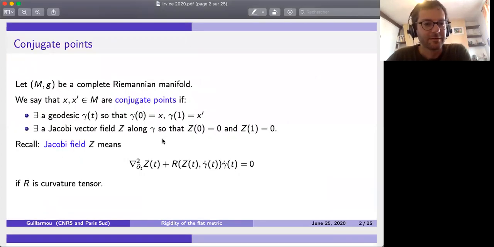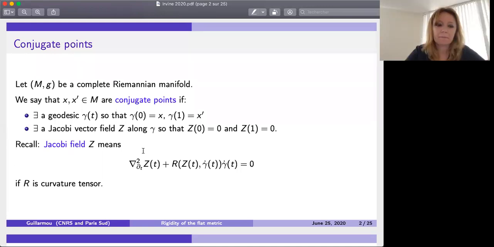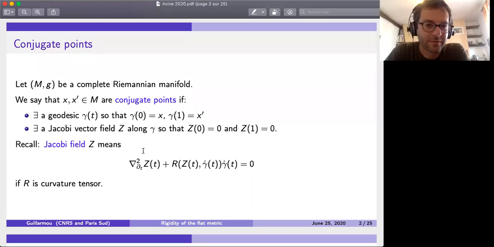So let me start. Let me start with conjugate points, because that's one of the topics of the paper and the talk. By the way, the article is on the arXiv if you are interested. So, what are conjugate points? If we fix, you have to take a complete Riemannian manifold, and we say that two points are conjugate if between the two points there is a geodesic joining them.